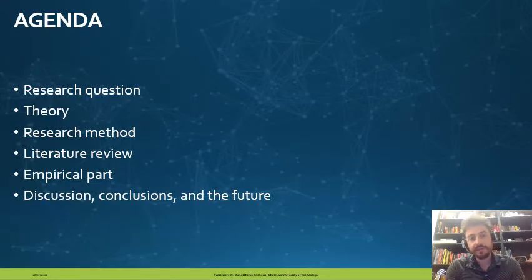So the agenda for this presentation consists of the research question, which prompted us to do this research, the underlying theory that we used for our study, the elaboration of our research method, which consisted of literature review and an empirical part, then the actual elaboration on the literature review and the empirical part themselves. And in the empirical part, we will talk about the conceptualization, development, and testing of our proof of concept, namely blockchain. And finally, we will end with a discussion, conclusions, and some thoughts about the future.